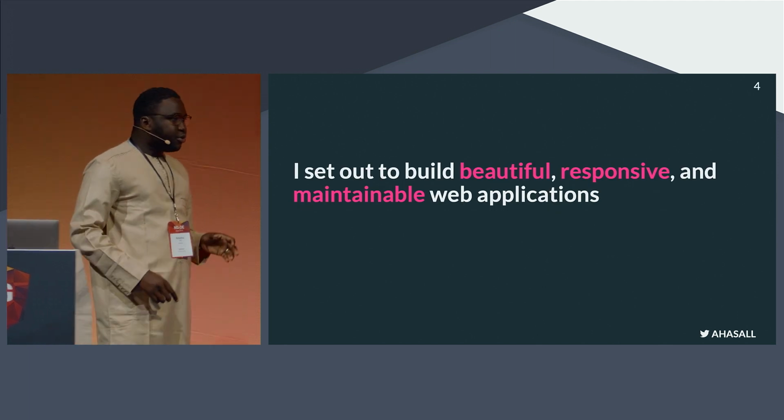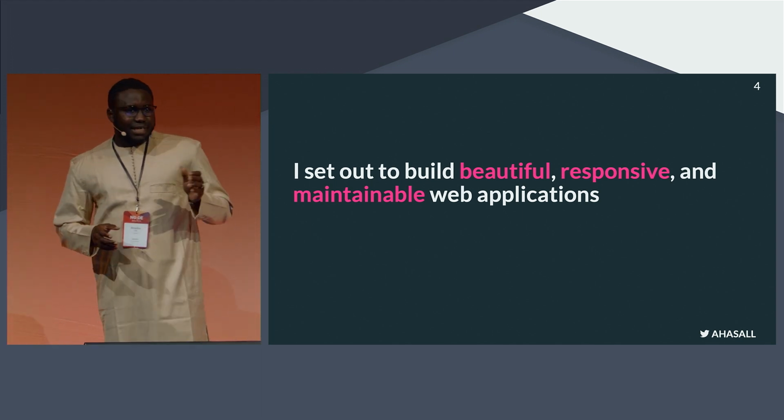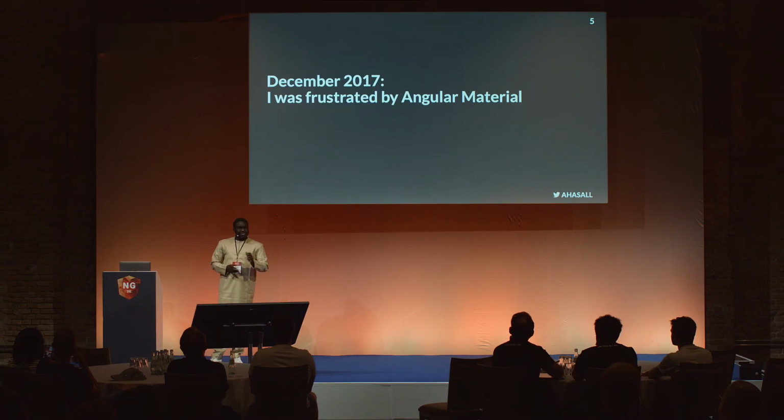So I set out to build beautiful, maintainable, and responsive web applications. And I think that as a front-end developer, this is our goal. We want our applications to be good-looking, to be responsive, and we don't want our code to be like spaghetti. So in December 2017, I was frustrated by Angular Material, mainly because Angular Flex-Layout, because I think that it was a little bit slow, the syntax was hard to understand, and I wanted something simpler. And by the way, it doesn't compile with Ivy, so another point.